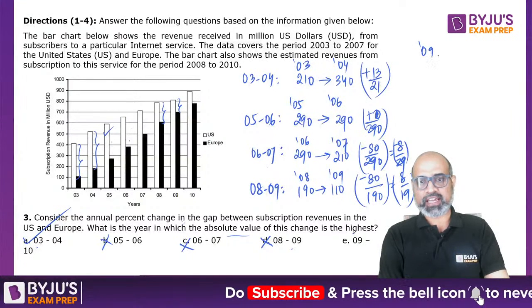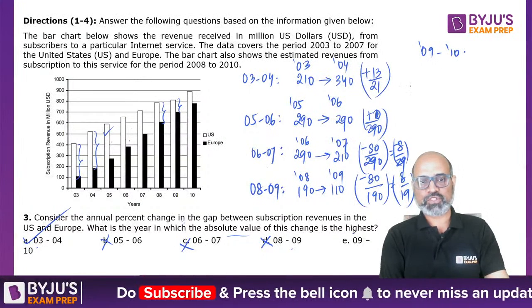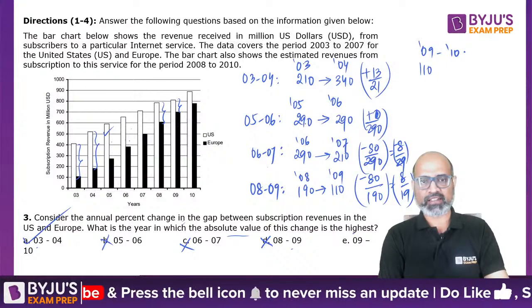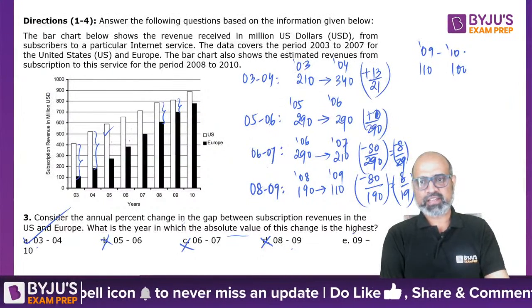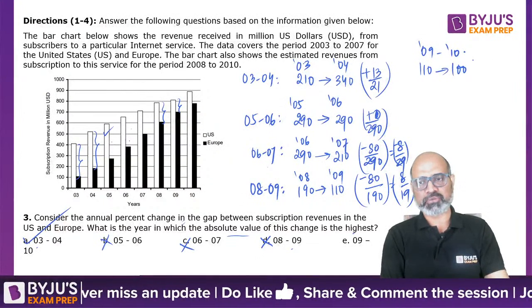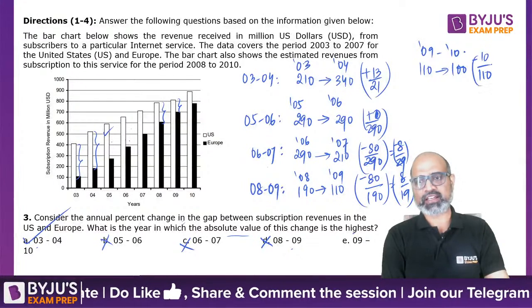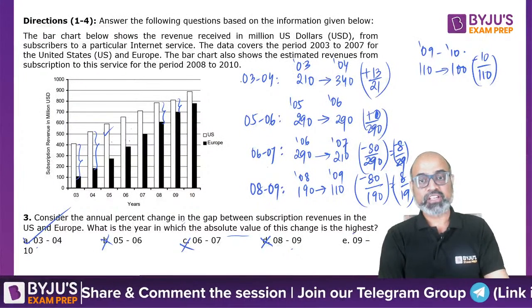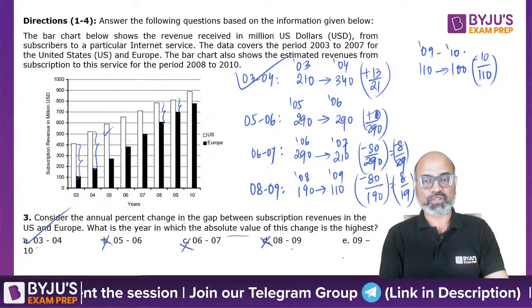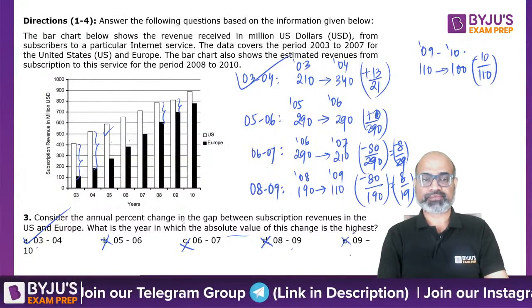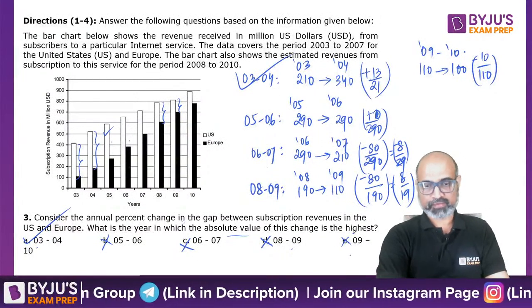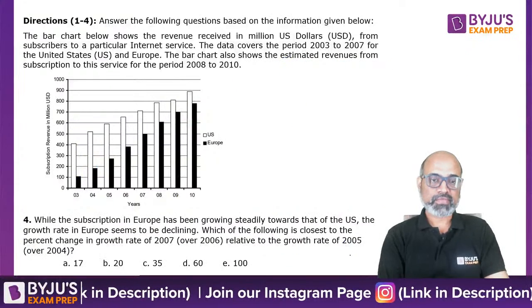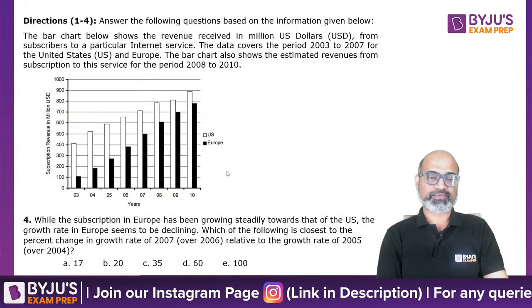Next is 2009 to 2010. 2009 is 110 and it's 100. Of course, this change is not going to be much. This is 10 over 110, which is again less than 50%. So the highest we will have at 2003 and 4. Okay. Next one.